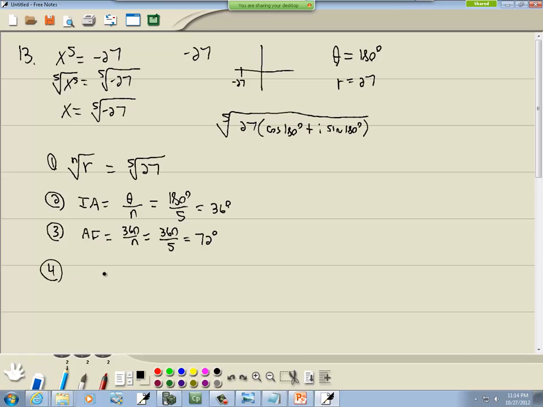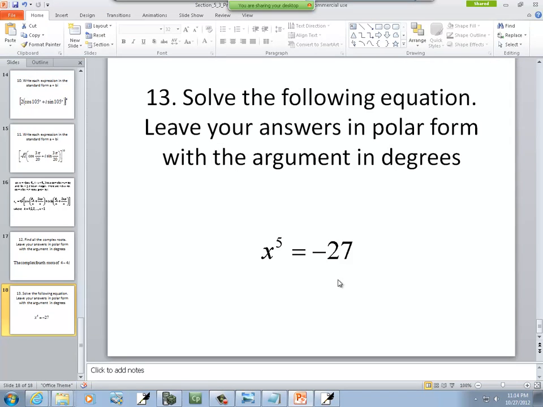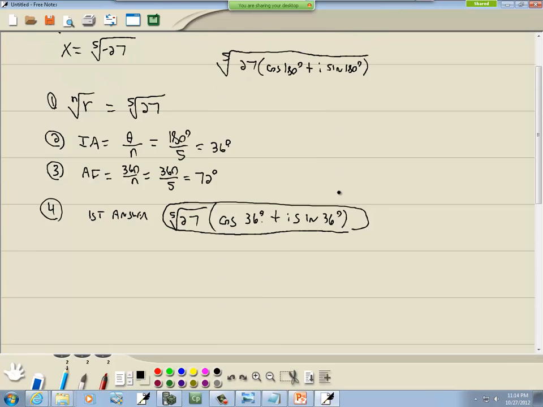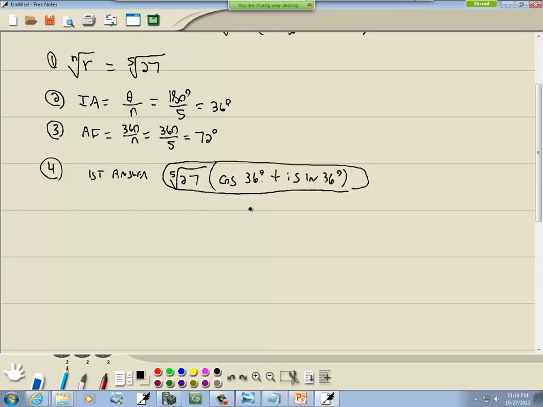Okay, so our answers. Our first answer, we'll have the nth root, so we'll have the fifth root of 27, and then cosine of our initial angle, which is 36 degrees, plus I sine of 36 degrees. That's our first answer. Now we're finding the fifth root, so we're finding a total of 5 answers. So I'm going to keep adding my add factor over and over. So I'll add 72 degrees here.